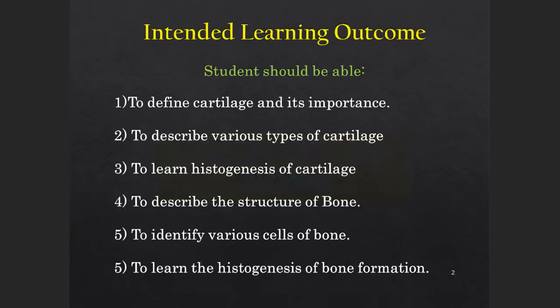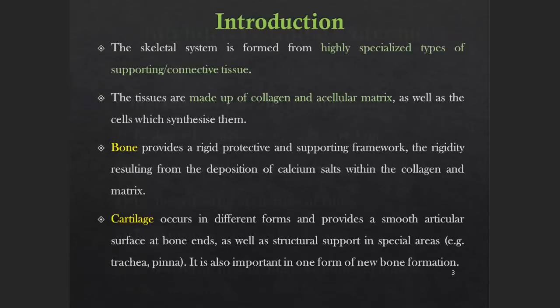Our learning outcomes are to define cartilage and its importance, to describe various types of cartilage, to learn the histogenesis of cartilage, to describe the structure of bone, to identify various cells of bone, and to learn the histogenesis of bone formation. Now I'll start one by one.